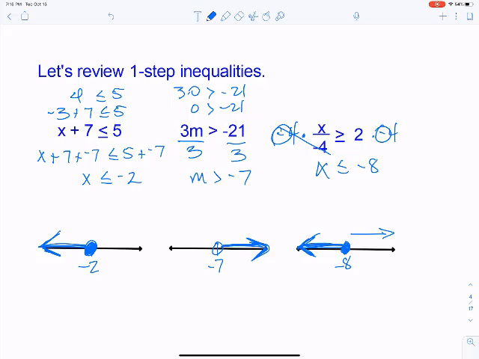So the first one is 12. Okay, so I'm going to use negative 12. So negative 12 divided by negative 4 is greater than or equal to 2.